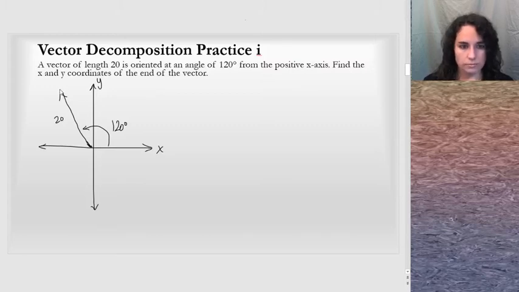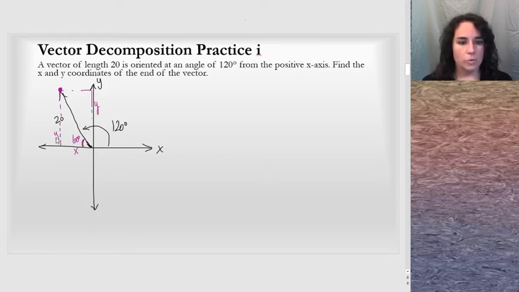Okay, so what I'm going to note is that this vector of length 20 ends here, which means that it's going to have an x component and a y component, right? The x will be negative in value. That coordinate will have a negative value in the x and a positive in the y. So if this is 120 degrees, that means this is 60 degrees here, right? 120 plus 60 is 180. So that's a 60-degree angle.